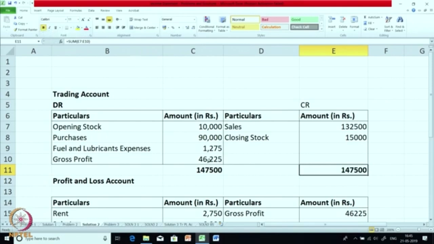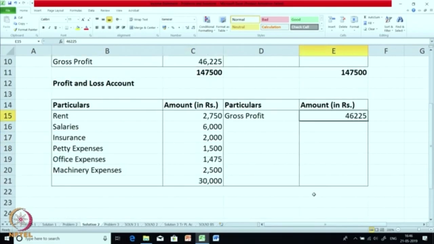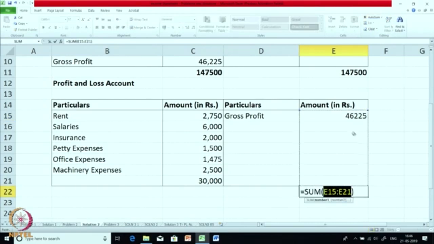Now calculate the balance on the debit side, that is 46,225, that represents the profit from the trading account, which is known as gross profit. Now this gross profit, we are carrying it over on the credit side, and then we will charge all the expenses. Again, following the same process, take a total.